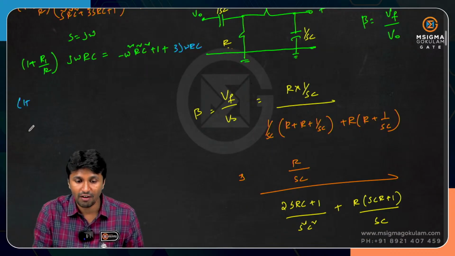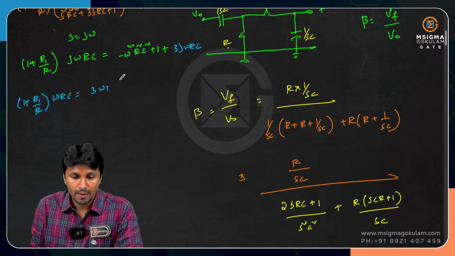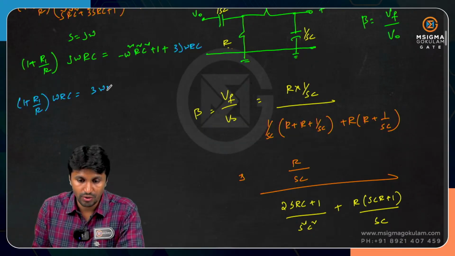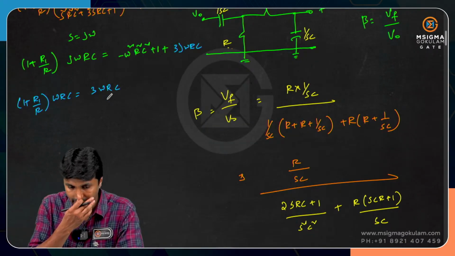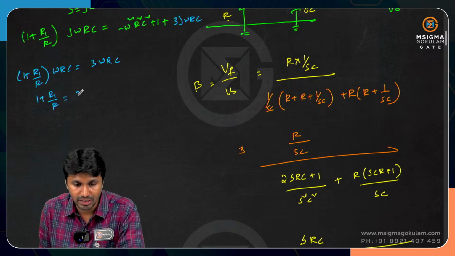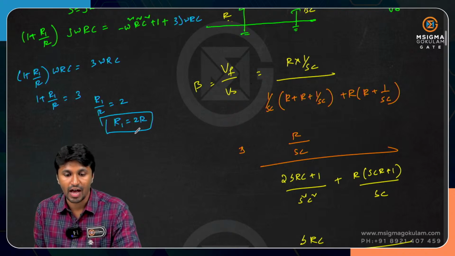1 plus R1 by R into omega RC is equal to 3 omega RC, right? Omega RC and omega RC will cancel, so therefore 1 plus R1 by R is equal to 3, so therefore R1 by R is equal to 2, so R1 is equal to 2R, right? So I got the relationship between R1 and R.